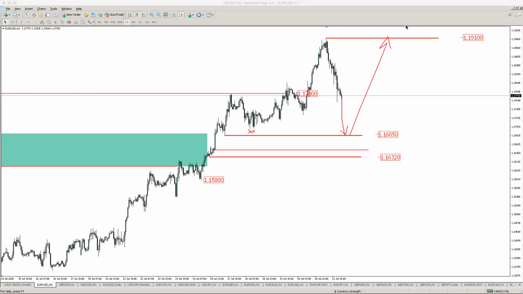Hopefully you guys will find this rewarding, and let me analyze a little bit more pairs so that we can have a plethora of trades this coming week.